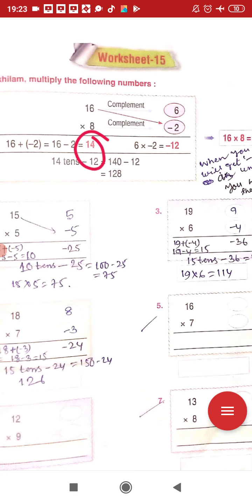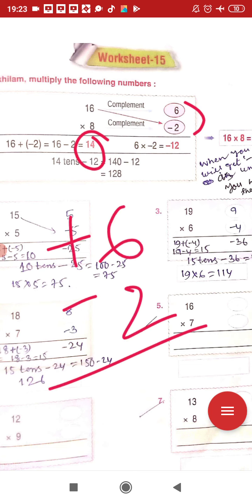Okay. Now multiply these two numbers. 6 twos are 12. One is positive, another is negative. So if we multiply these two numbers, we'll get 12. But here the product will be a negative number, because one is plus, another is minus.